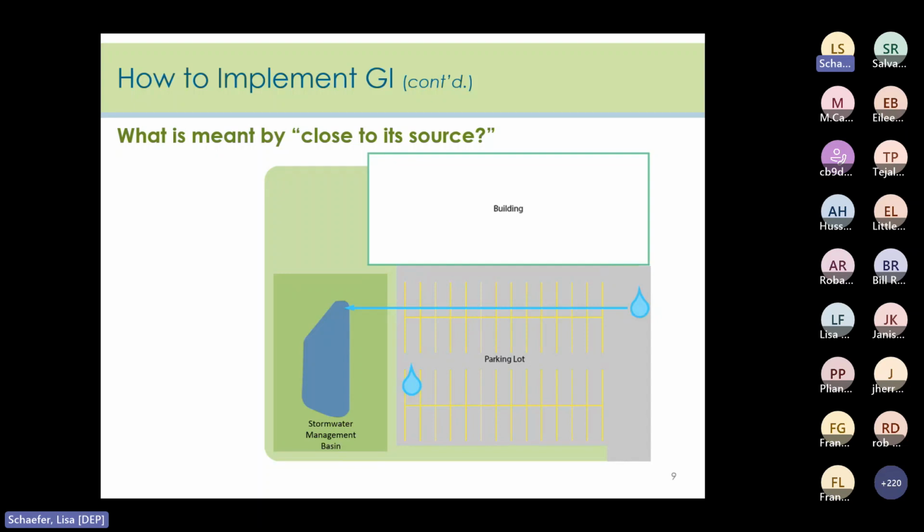So in conclusion, the basin is not close enough to the runoff that's generated over on the right, at the far right of the proposed parking lot. Also, there's little opportunity for stormwater to interact with vegetation or soil in this particular layout. So this layout is not GI.